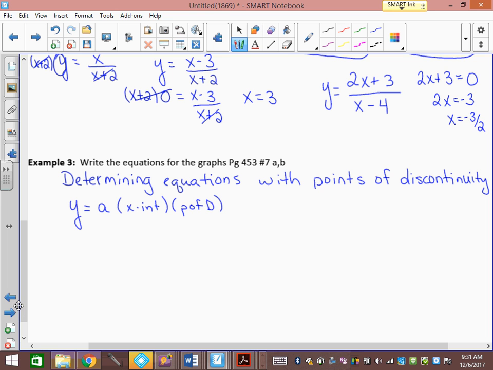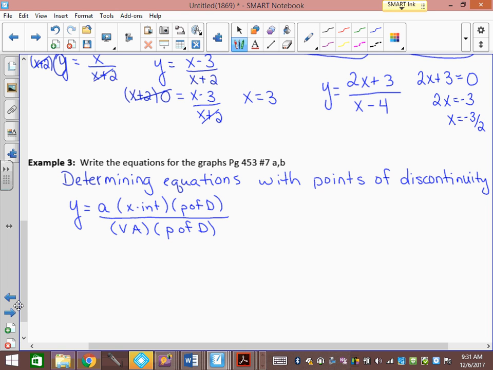Now this isn't the actual x-intercept. This factor comes from the x-intercept, right? This factor comes from the point of discontinuity. So they're always the opposites, right? And then you'd have, this comes from your vertical asymptote, and this comes from your point of discontinuity. Now you can think about it. If you don't have a vertical asymptote, you wouldn't fill in this blank, right? If you don't have a point of discontinuity, you wouldn't fill in these.